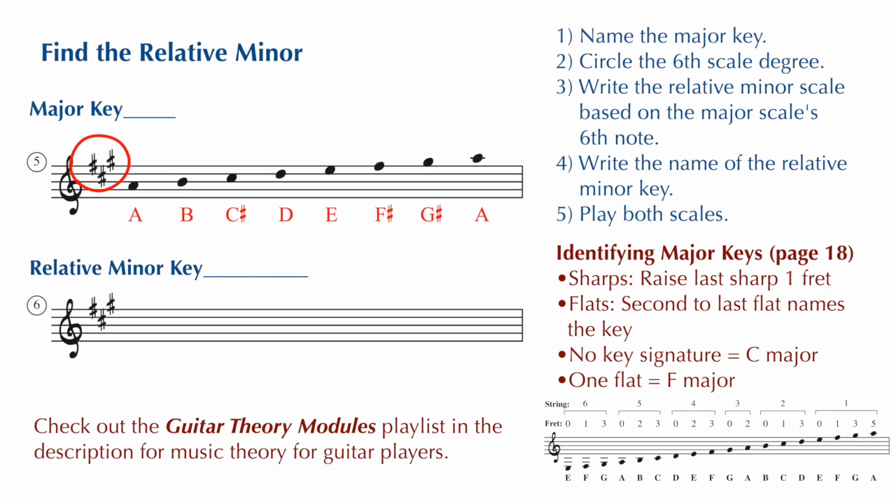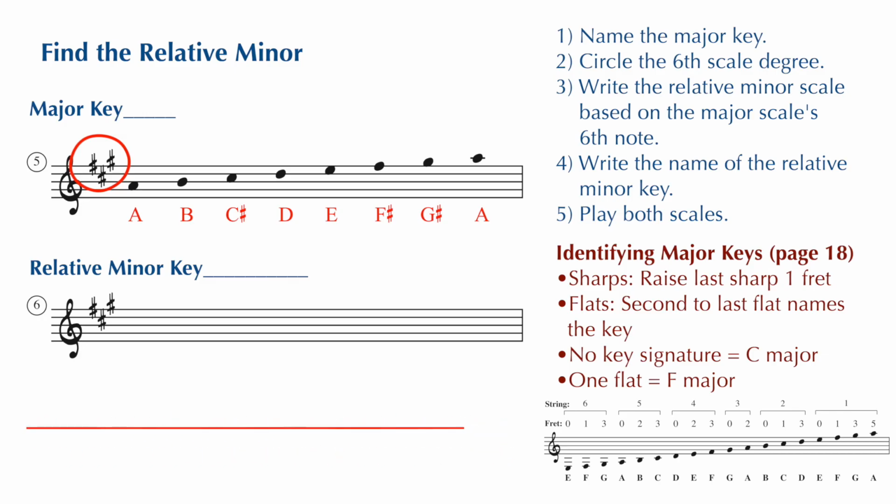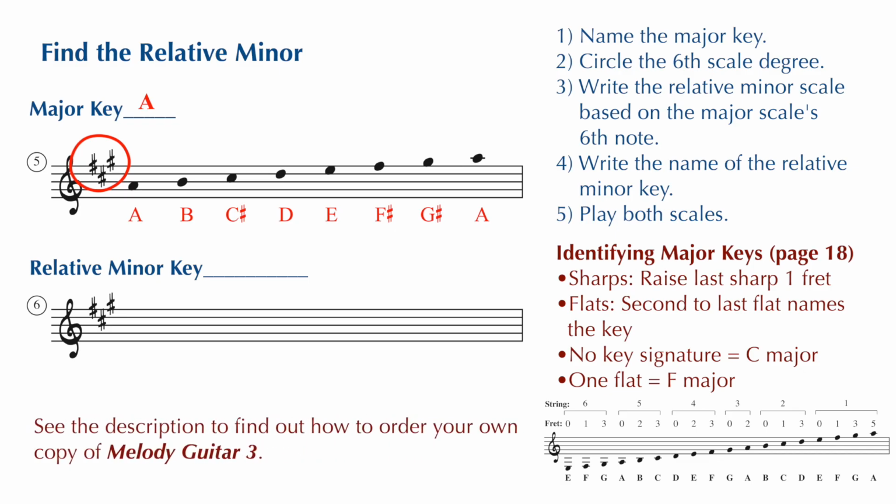Our next major scale has three sharps in the key signature. That'll be F sharp, C sharp, and G sharp. Take that G sharp, raise it by a fret or a half step. You find yourself on an A. We are in the key of A major, so go ahead and write that in to the left of the staff. Then circle the sixth scale degree. That's going to be this F sharp.